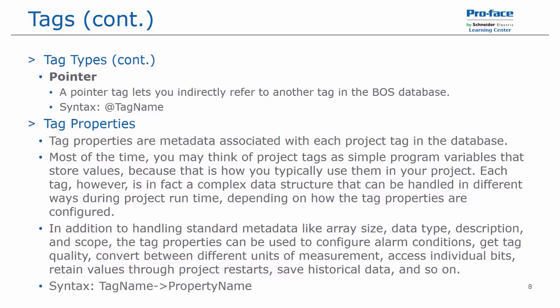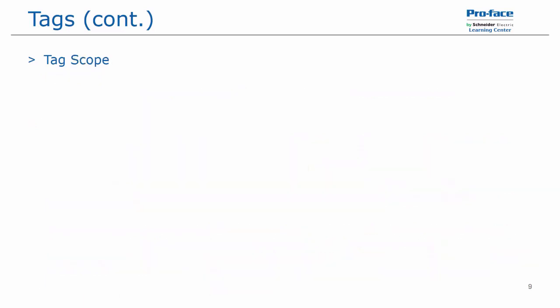And the syntax would be the tag name, dash or minus sign, and then greater than sign, and then the property name. Once again, this falls under the 255 character limit for tag names. So if we take that example of a class array tag and we wanted to get a property of that specific tag, that entire string will need to stay within the 255 character limit.